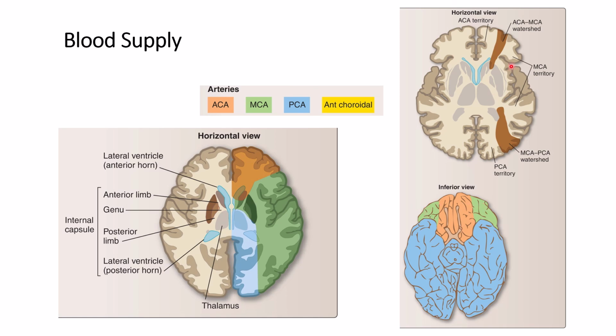There are some other areas called watersheds, and there are a couple of them here. One is between the anterior cerebral artery and middle cerebral artery, and another watershed is here between the middle cerebral artery and posterior cerebral artery. These are the areas where these arteries are connected with each other. The bad thing about that is that there is an increased risk of stroke in these areas. So these areas suffer higher rates of stroke because of that.